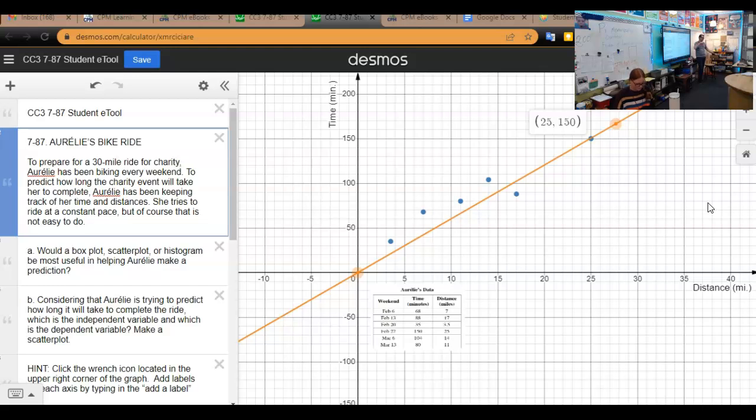We would get y equals 1/6 of the x. It'd be the reciprocal, because if we flip around x and y, if we make distance the y and time the x, it would just be the reciprocal.